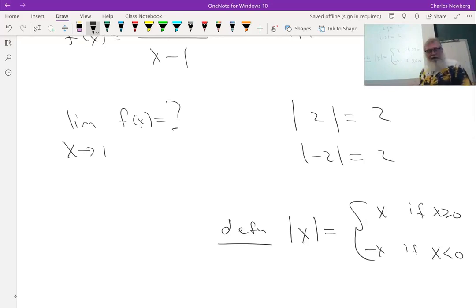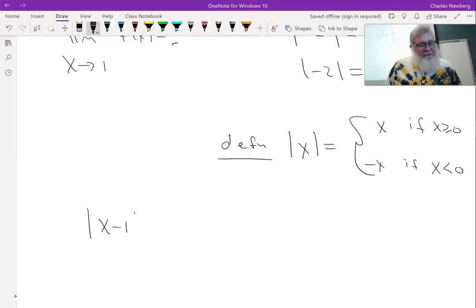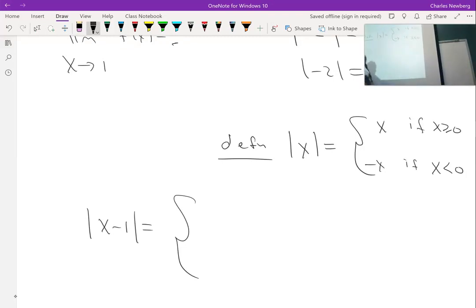All right, so let's look at the absolute value of x minus 1 then. Well, when would this be 0? When x is what? 1, right? Because 1 minus 1 is 0. So this would be x minus 1 if x is greater than or equal to 1. I don't care what number you put in, what's it going to spit out? X minus 1.